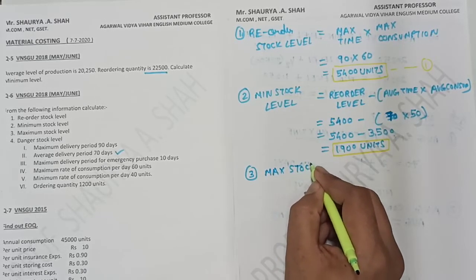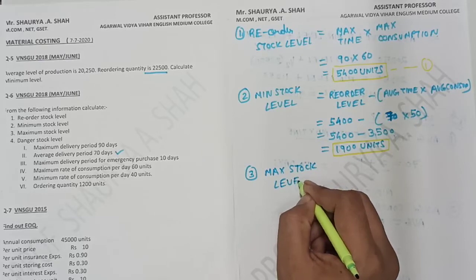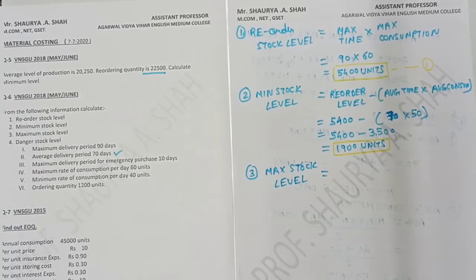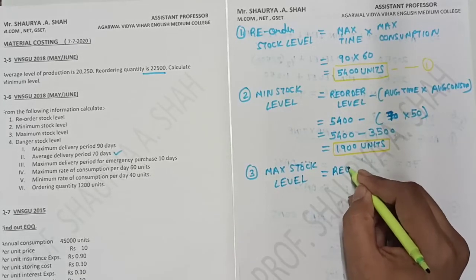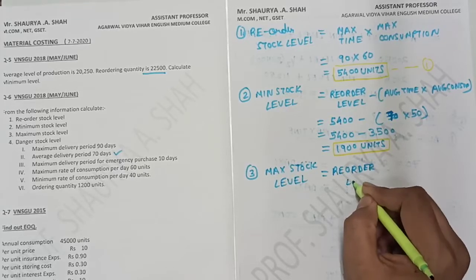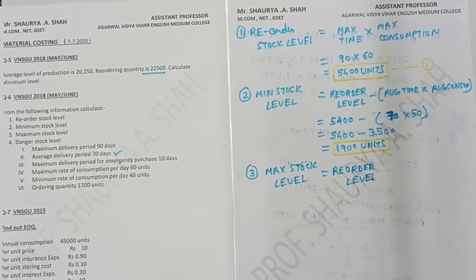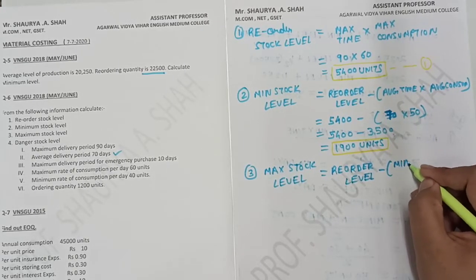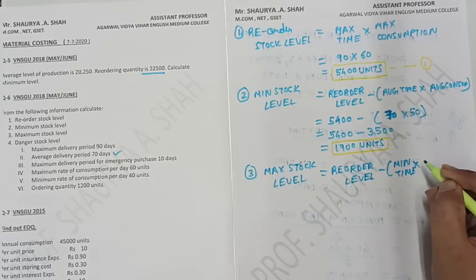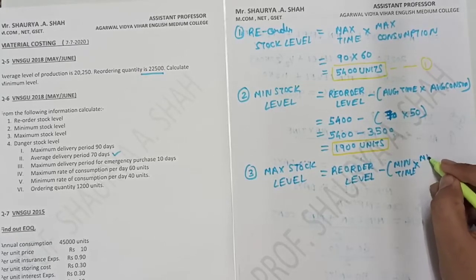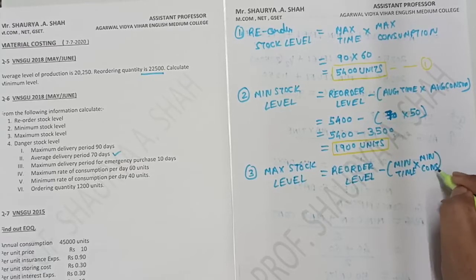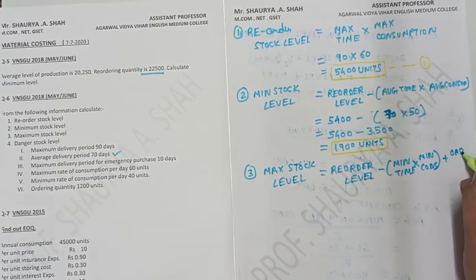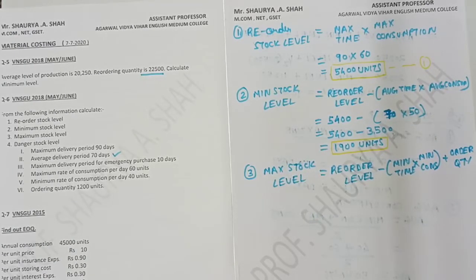Maximum stock level, right? I hope you remember the formula for maximum stock level. A long formula. Again the same, reorder level minus min, right? What is min? Minimum time into minimum consumption, plus ordering quantity. There are techniques to remember the formulas. Ordering quantity is already given in the sum, right?